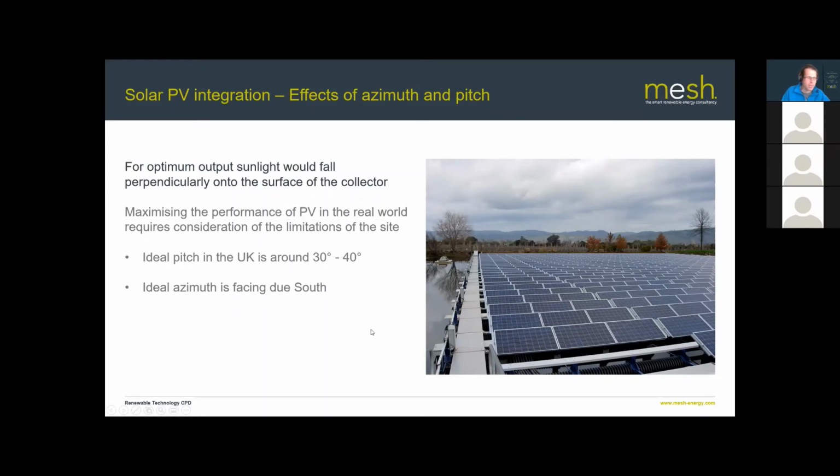If you lived in Australia, the pitch would be relatively similar, might be a little bit less, just simply because of the fact they're a little bit closer to the equator in a lot of Australia. But obviously, being in the southern hemisphere, you'd want the panels to face due north rather than due south.